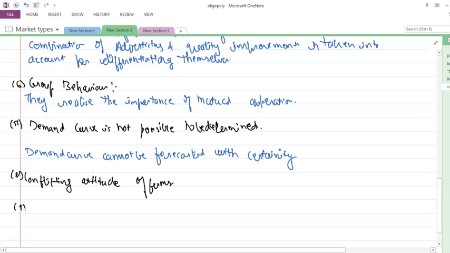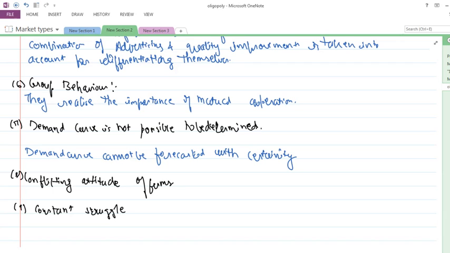Then the next feature that we have is constant struggle. Constant struggle in this case entails that the oligopolist constantly has to sustain themselves in the market, and for that he constantly has to struggle and establish that he is a separate entity.